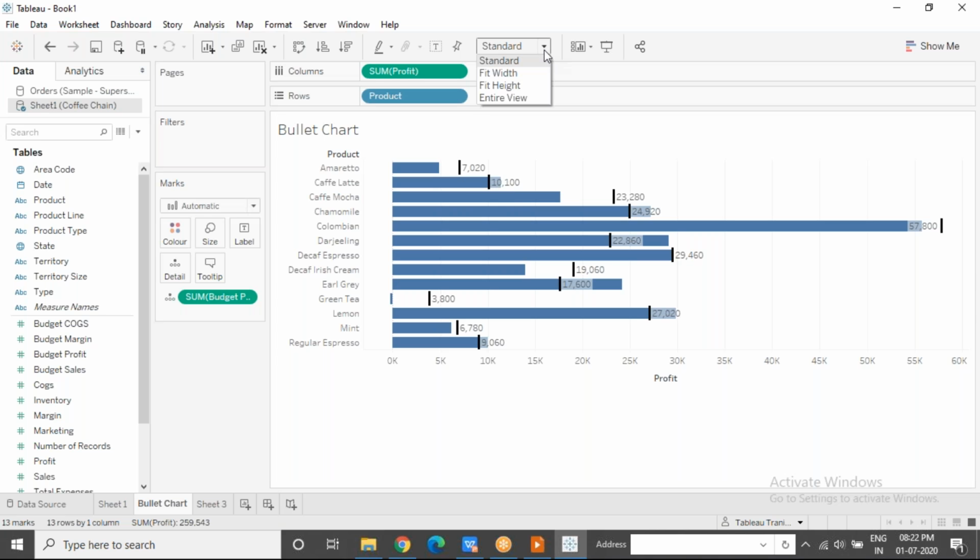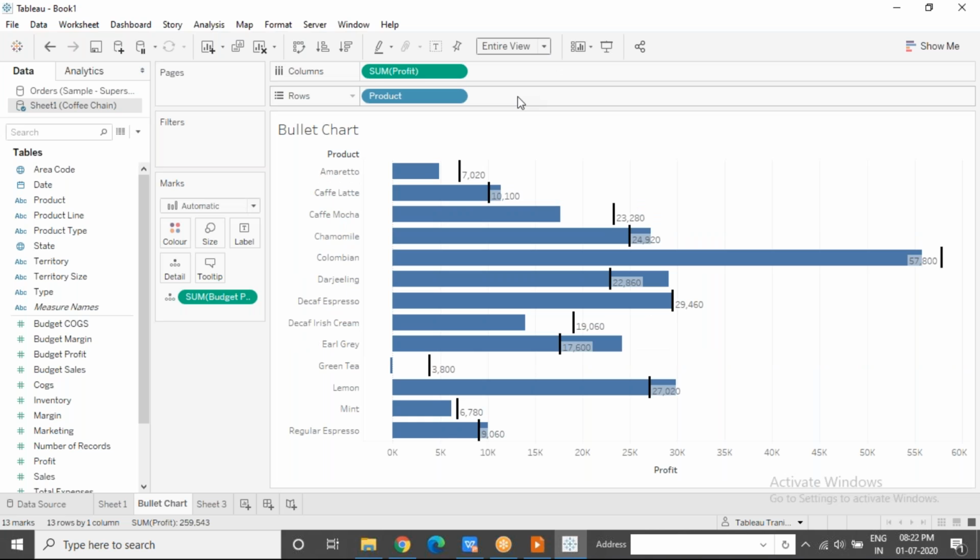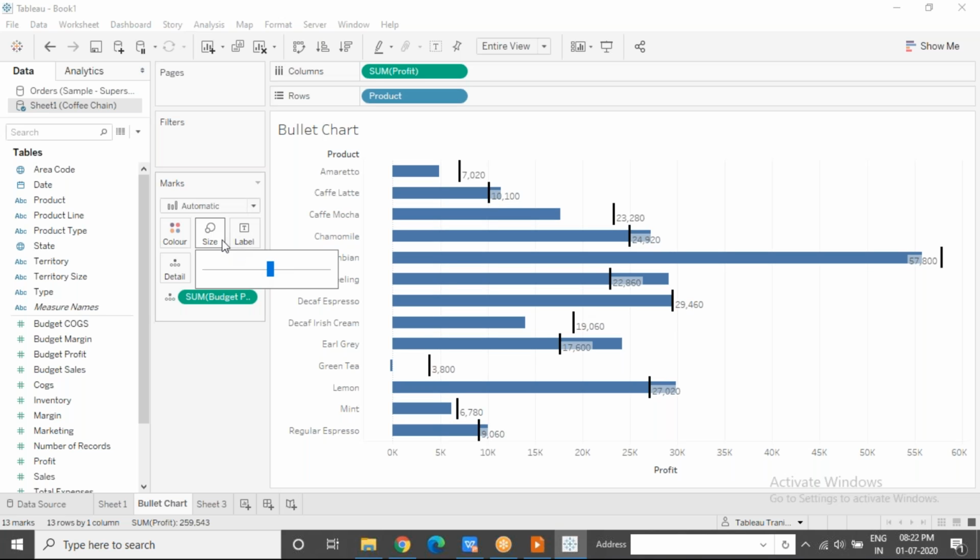Now you can change the fit of this chart to entire view. When you change it to entire view, it will expand and occupy the whole space on the canvas. So you can change the fit. And if you want, you can reduce the size of the bars slightly. How do we reduce the size? You click on the size shelf and pull the slider down.